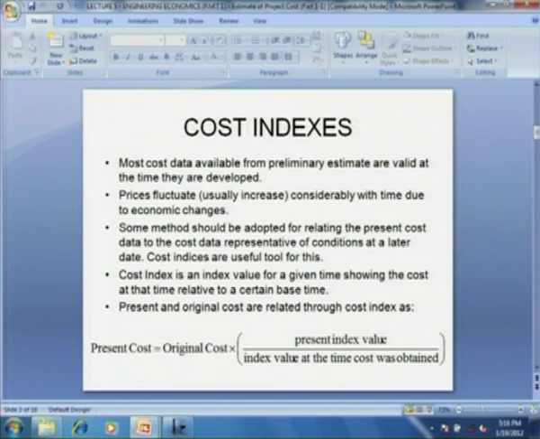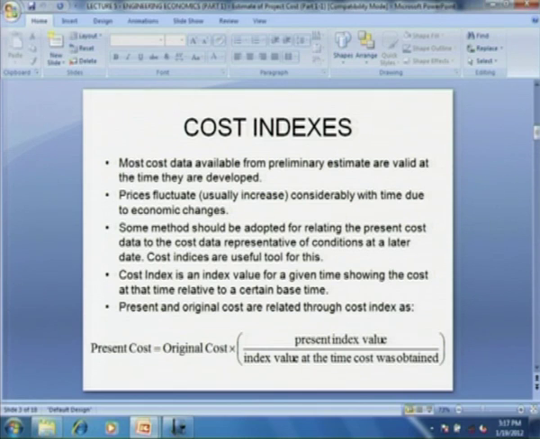So, you have to update the cost, and that can be done using cost index. The prices fluctuate, they usually increase considerably with time due to economic changes, and we have to adopt some method for relating the present cost to the cost data in future, or cost data representative of conditions at a later date. Cost indices are a useful tool.